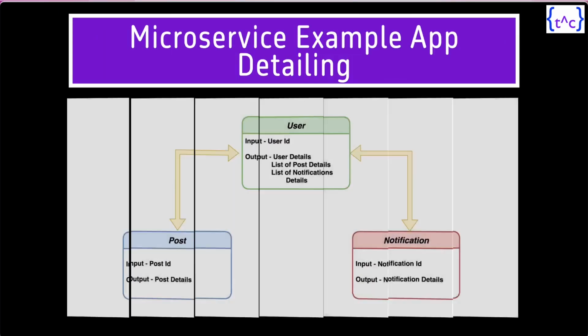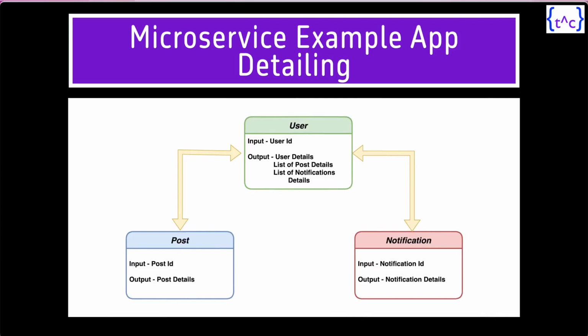So what is the example app detailing? This is the detailing of the example app, what we are building. We are building 3 microservices. One is user, which takes input as user ID and gives the output with user details, the list of posts created by that user and the list of notifications of that user. Finally, that user service is interacting with post service with post ID and getting the post detail in return, and also interacting with notification service by giving notification ID and getting back notification details as a response. All right. So what we have done, we have built these 3 services.